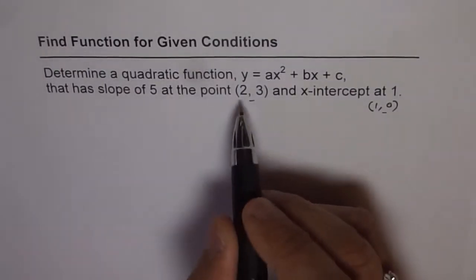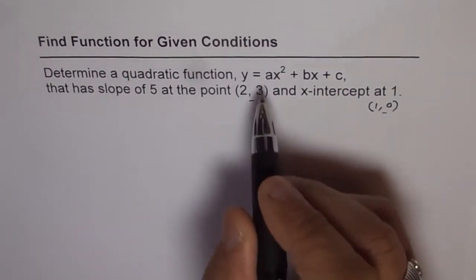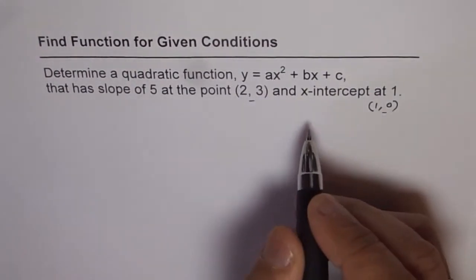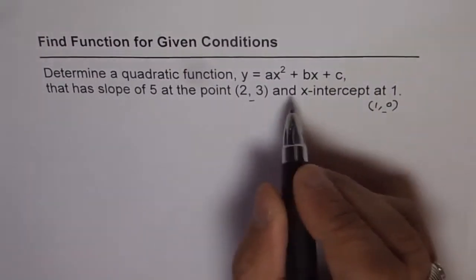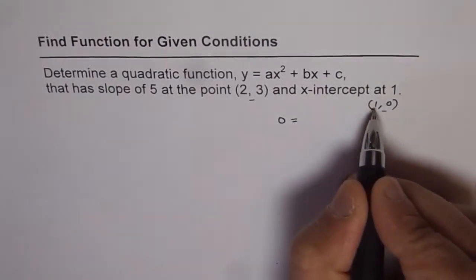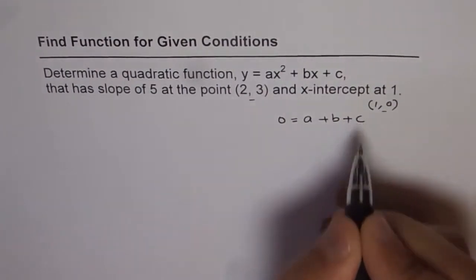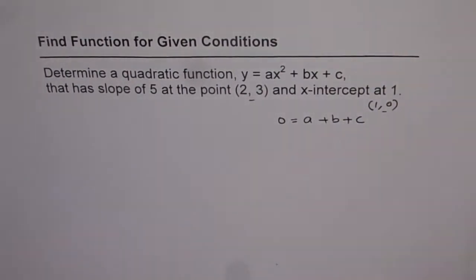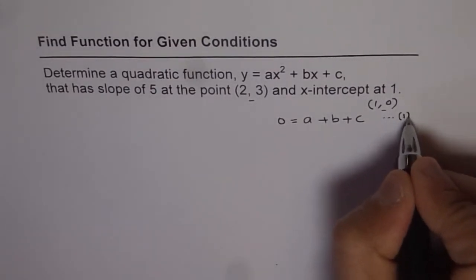Let us say that the point (1, 0) is on this curve, which is y equals ax squared plus bx plus c. Then what should the equation be? If (1, 0) is on it, then 0 is the y value. I can write this as 0 equals, and 1 for x, so I get a plus b plus c. So this is for (1, 0), right? Let's number this equation as 1.